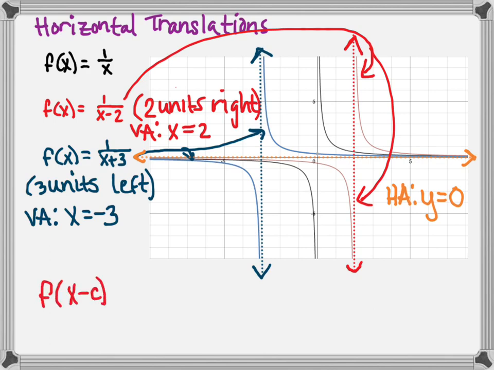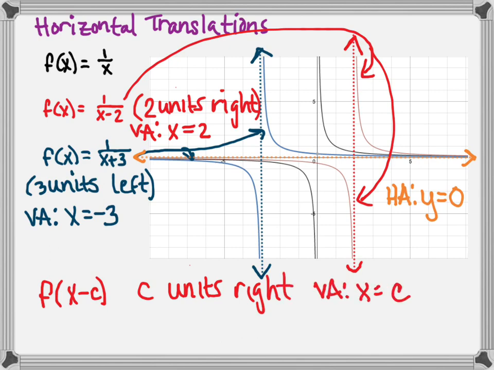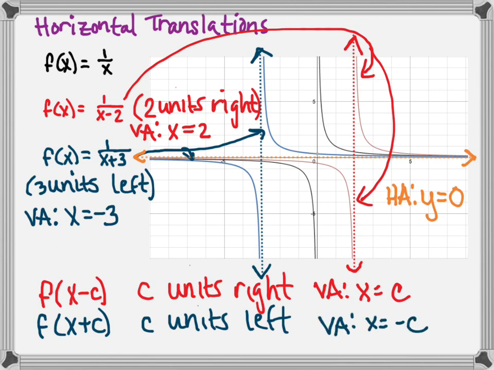In general, if we have f of x minus c, we are shifting c units to the right, and the vertical asymptote is shifted right as well to x equals c. If we have f of x plus c, we are shifting our function c units to the left, and our vertical asymptote also shifts to the left to become x equals -c, while the horizontal asymptote remains the same.